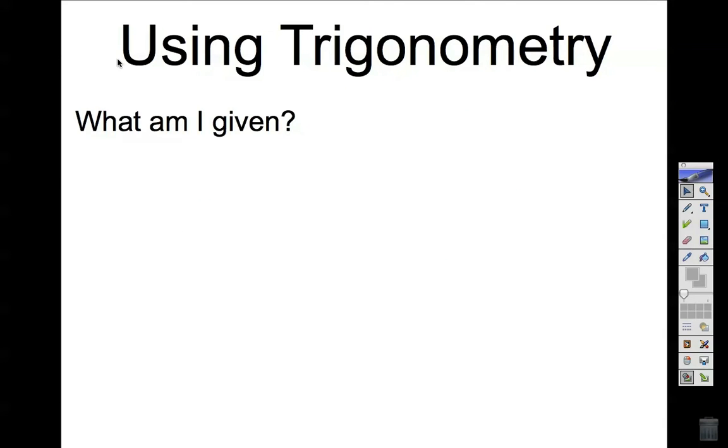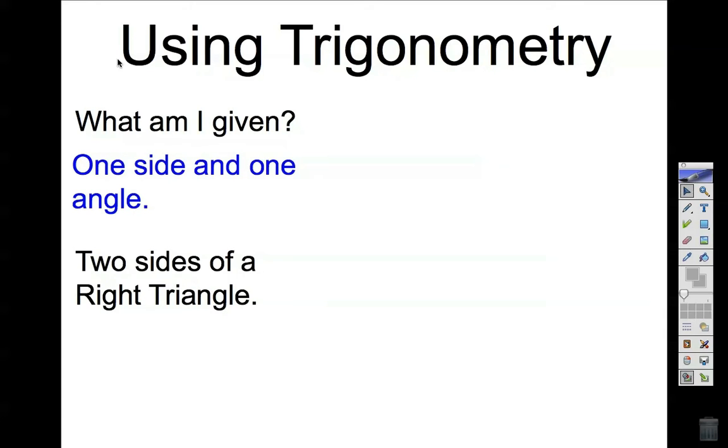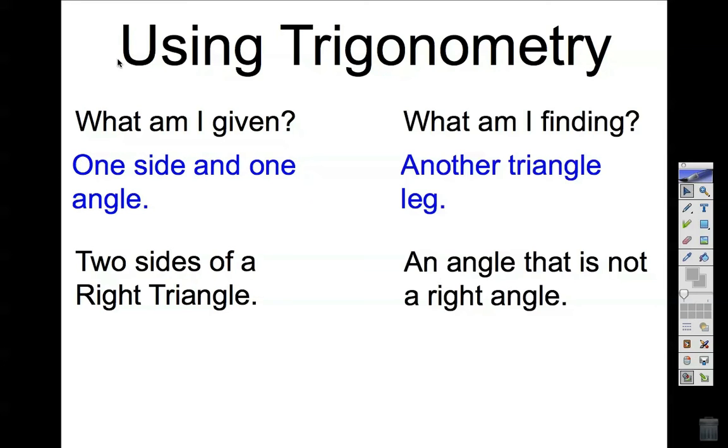There are two questions that you want to ask yourselves. First one is, what are you given? Are you given one side and one angle of this right triangle, or are you given two sides of the right triangle? This is what you're given, and then what are you asked to find? Are you asked to find the other leg of the right triangle, or are you asked to find the unknown angle that is not the right angle? Based on these two questions, you can decide which process you want to continue to use.